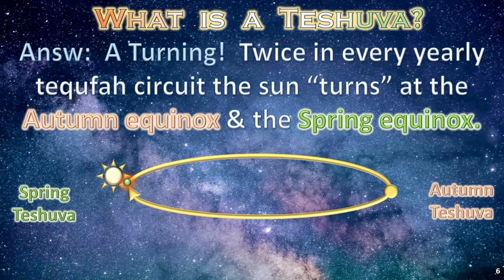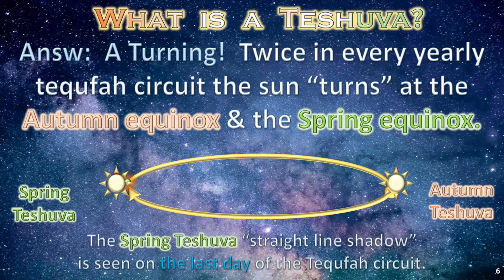Now, what is a teshuva? It's a little bit different than the Tequfah. The answer is it's a turning. Lots of us know that a teshuva is when we turn our lives around and we go the other direction to follow Yeshua. Well, when it comes to calendar, it's also a turning. Twice in every yearly Tequfah circuit, the sun turns. It turns when it gets to the autumn equinox. You'll see it makes half of its trip, and then it turns and it goes all the way back until it gets to the time of the spring equinox.